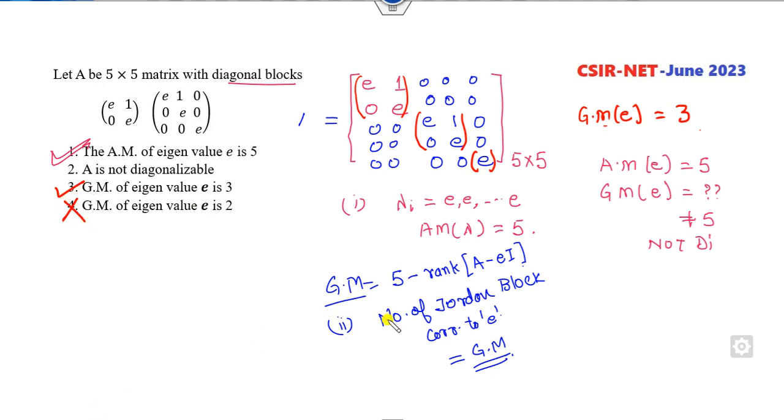So 2 is cancelled. Since geometric multiplicity is 3, which is not equal to 5, it is not diagonalizable, which is also the correct option. So A, B and C are the correct options of this example.